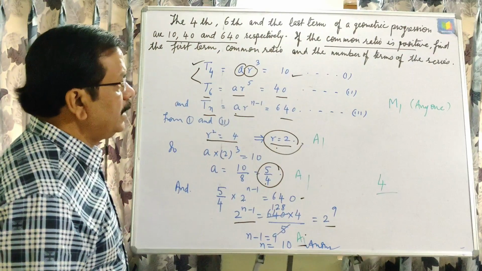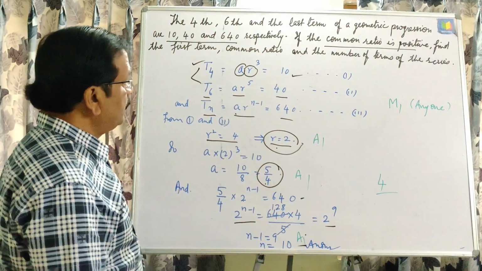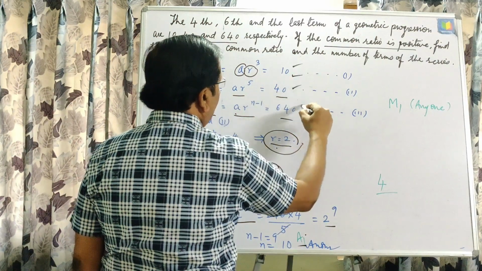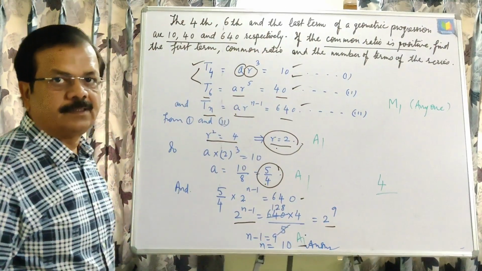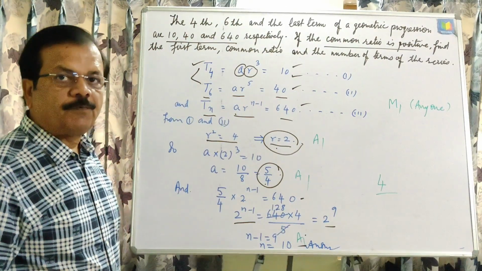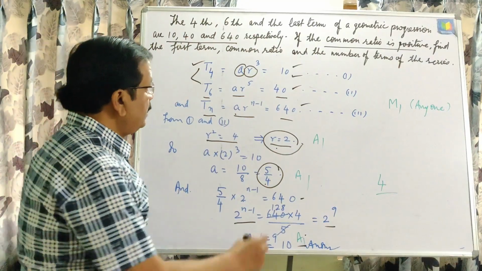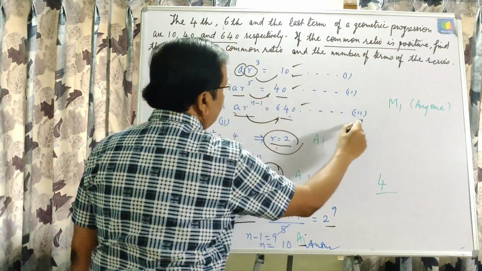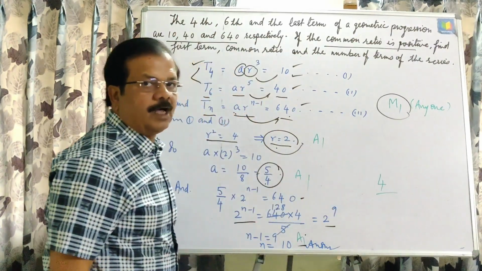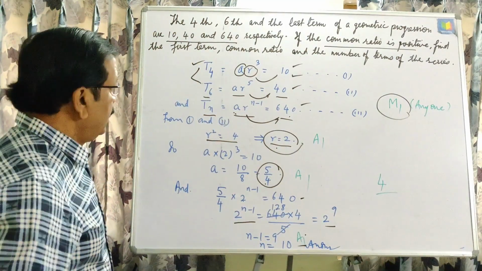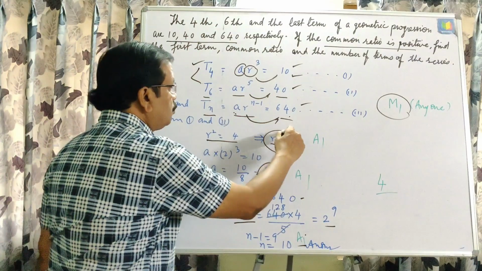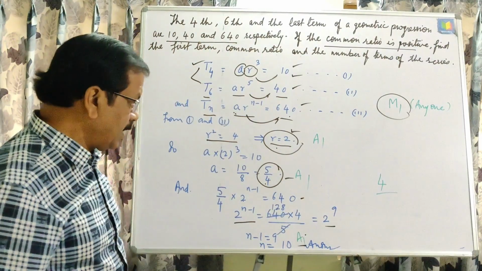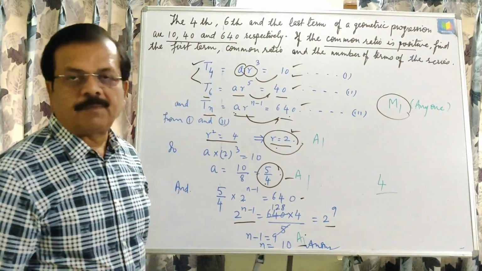But in case of the marking scheme, you can see if you are writing this or this or this correctly, means you know the formula of finding the nth term and equated it correctly, then the first mark will be given if any one is correct. For the second, R is equal to 2, an answer mark will be given. A is equal to 5 upon 4, an answer mark will be given. N is equal to 10, an answer mark will be given.